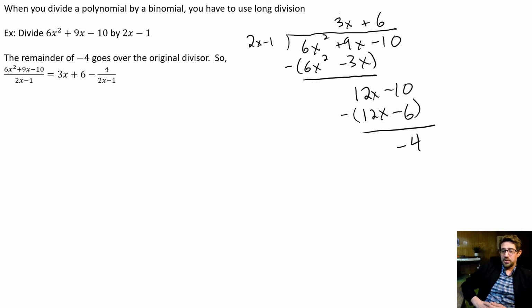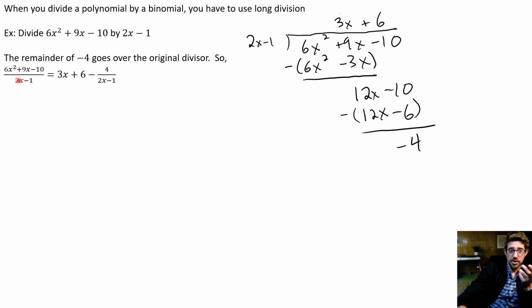Okay, I know that seems like a lot. That's the most algebra we've done yet. And so you have to trust the process, and then you have to remember the process. Remember what the remainder means. Remember where it goes at the end. It's not just an error or whatever. It goes over the original divisor.